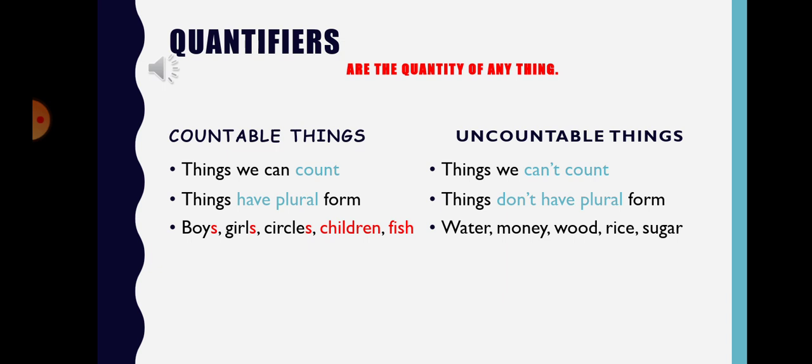Wood. Can you count the wood inside a piece of wood? Of course no. So it is uncountable. Also rice and sugar, can we count them? No. So they are uncountable. Again, things are countable and uncountable. Countable things are things that you can count. Uncountable things are the things that you cannot count.